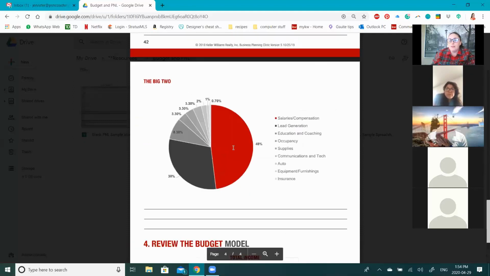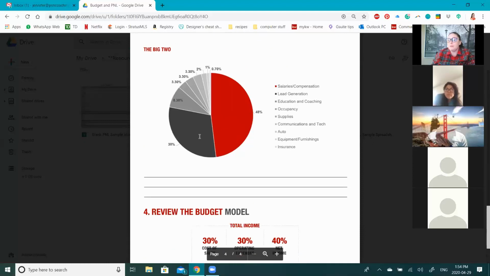And then we look at this finally, the big two. Where should you be spending most of your money? Compensation, salaries, which is right now just you, and lead generation. There's a reason for that, right? If you don't have leads and you don't have business, you don't need all this other stuff. It's not necessary. If you have nobody to show a listing presentation to, you don't need a nice glossy listing presentation. So start with lead generation.